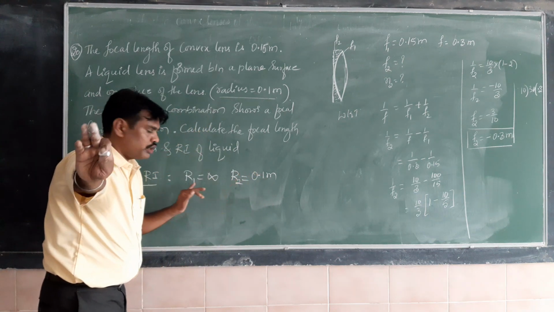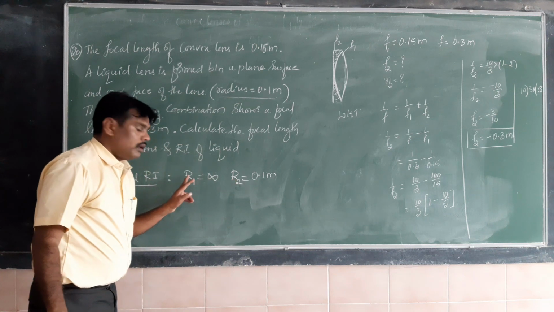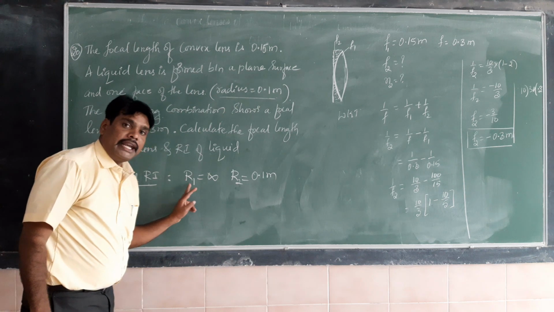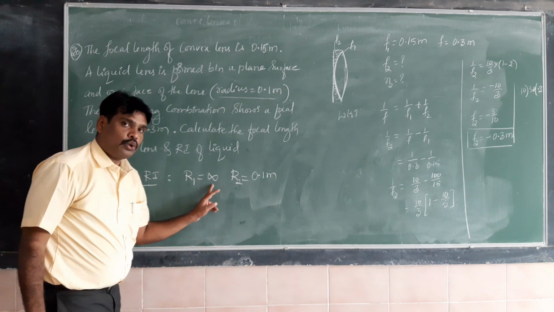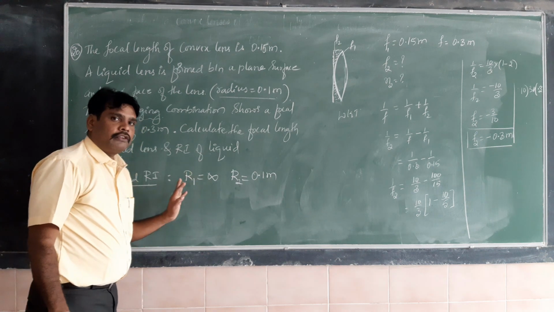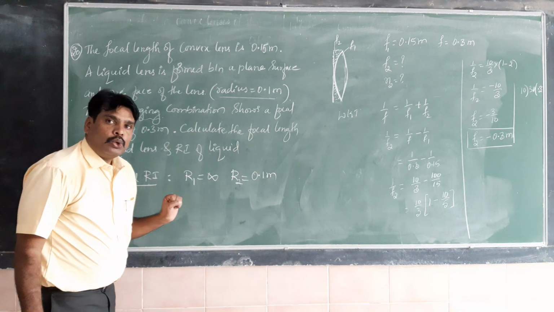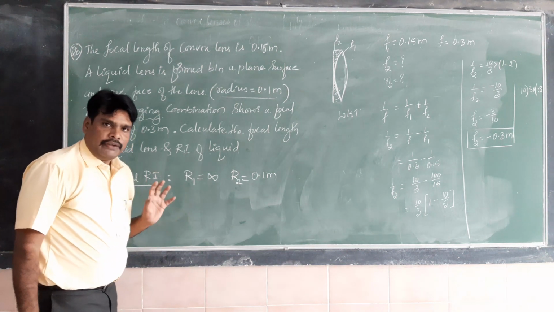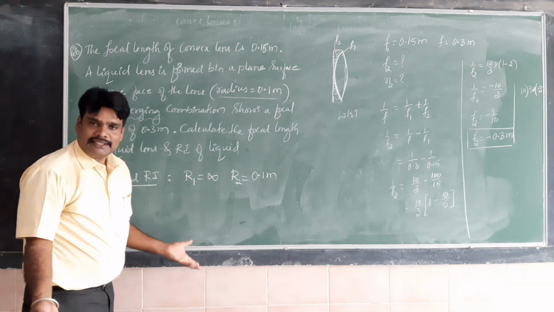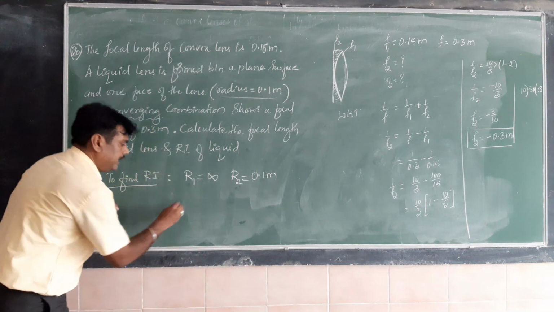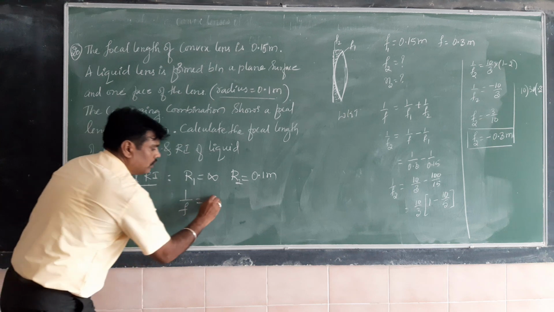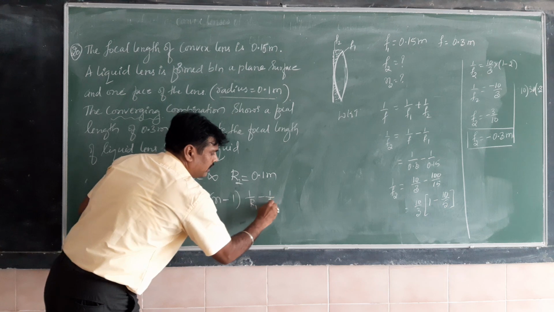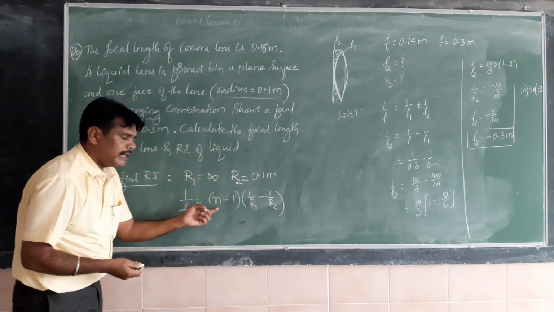The important thing we have to remember is that for plano-concave or convex, whatever it may be, for a plane surface the radius of curvature should be infinity. I told you already in the mirror topic: for a plane mirror, the power is 0. Why is the power of a plane mirror 0? Because its radius of curvature is infinity, and the reciprocal of infinity is always 0. You know that the formula 1 by f is equal to (n minus 1) of (1 by R1 minus 1 by R2). So this formula helps to find the refractive index.